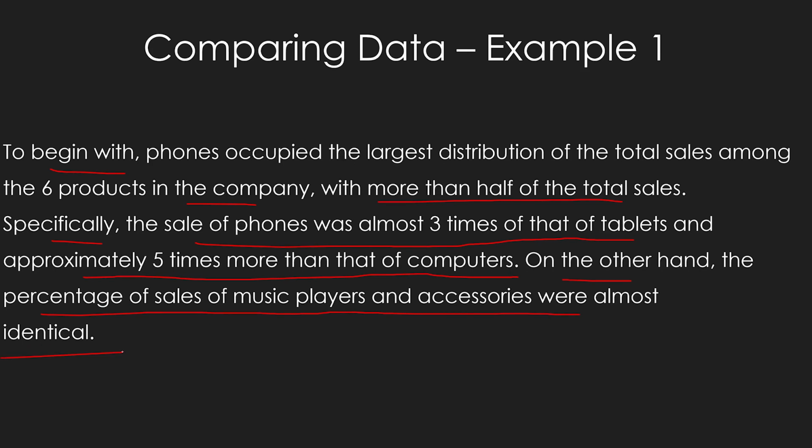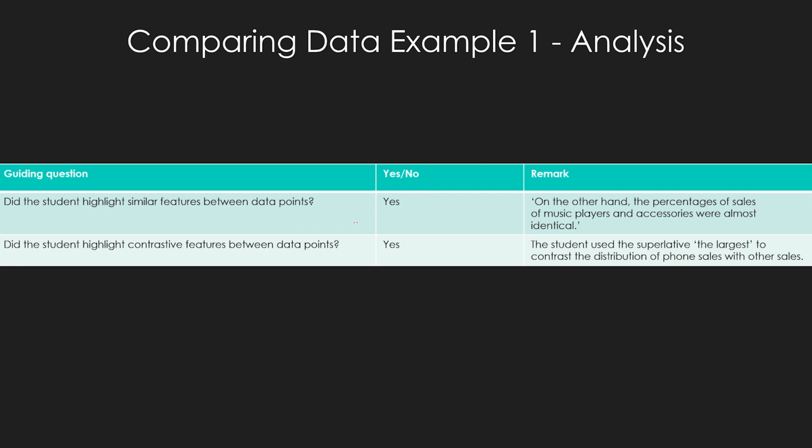Now let's quickly analyze this. First of all, the student did highlight similar features between data points. See where they spoke about, on the other hand, the percentage of sales of music players and accessories were almost identical. That's how they did it. Then, they did cover the contrastive features. The student used the superlative, the largest, to contrast the distribution of phone sales with other sales. So some things to keep in mind. So this is how they went about comparing the data.